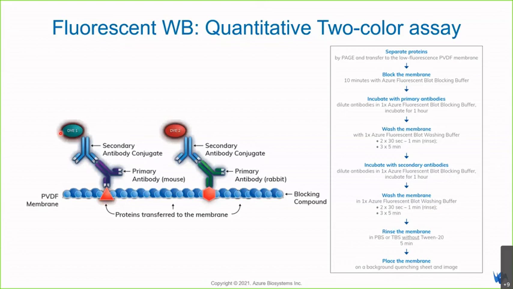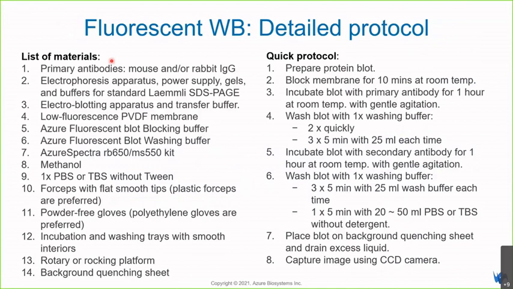On the left, you have the list of materials you should use in fluorescent Western. Same thing, primary antibodies. We recommend a combination of mouse and rabbit instead of mouse and rat to avoid cross-reactivity. And of course, you need your electrophoresis apparatus and electroblotting apparatus. One important thing: you shouldn't use nitrocellulose membrane in fluorescence Western. You should use PVDF membrane, especially low fluorescence PVDF membrane, to give you a clean background later on.